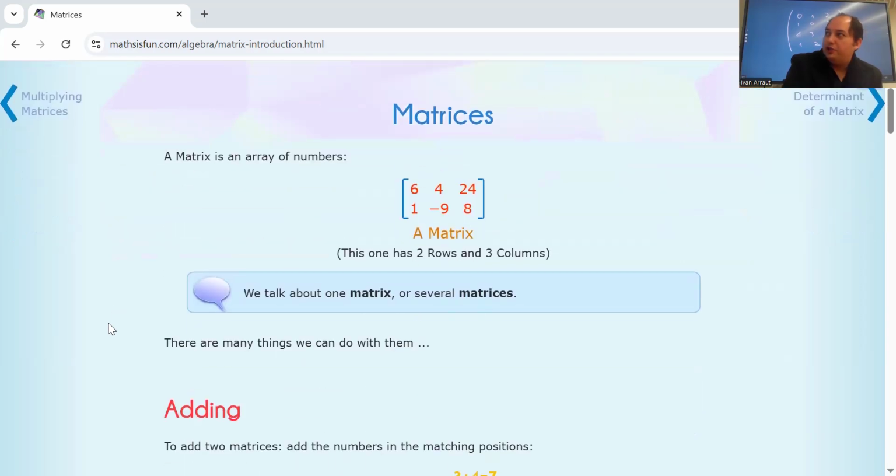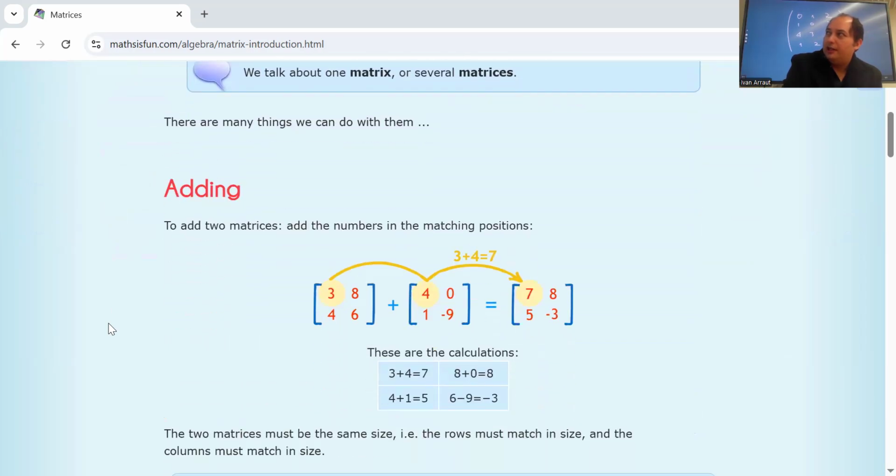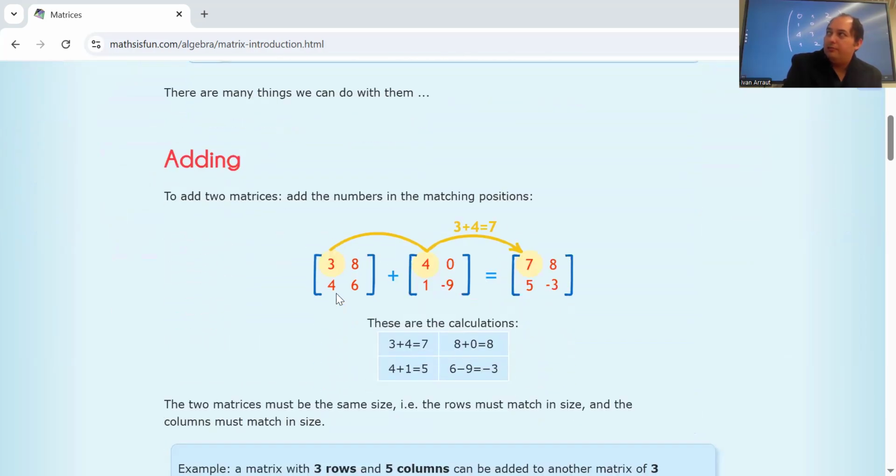We can do operations with matrices. For example, we can add 2 matrices. Only matrices that have the same dimension can be added. I can add these 2 matrices because they have the same size, 2 by 2. How do you add the matrices? You add each element. 3 plus 4, 7. A plus 0, A. 4 plus 1, 5. 6 minus 9, minus 3.